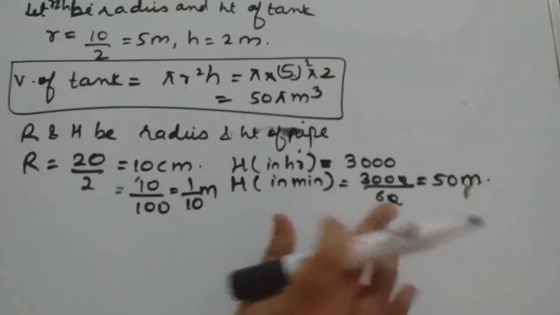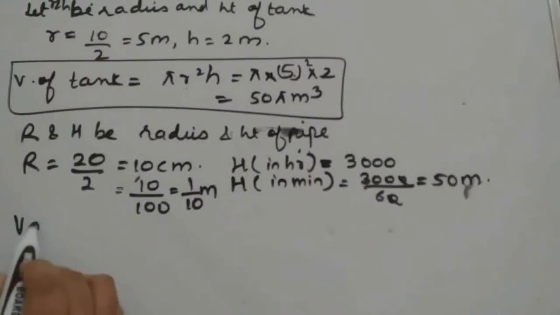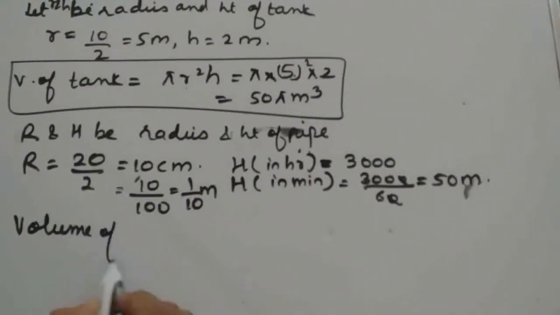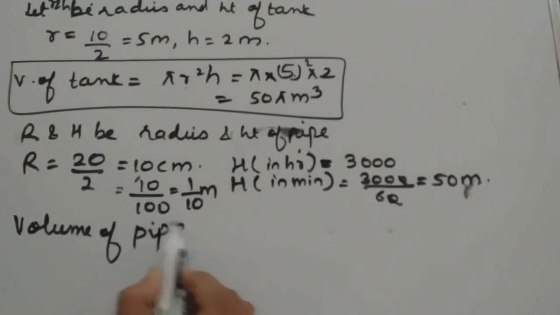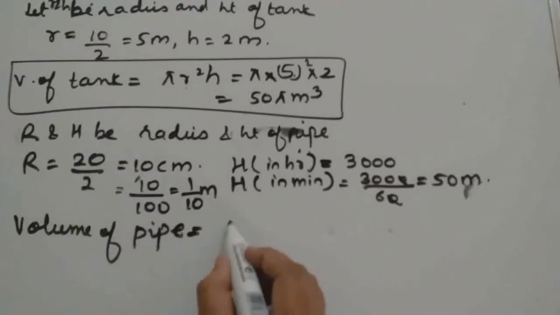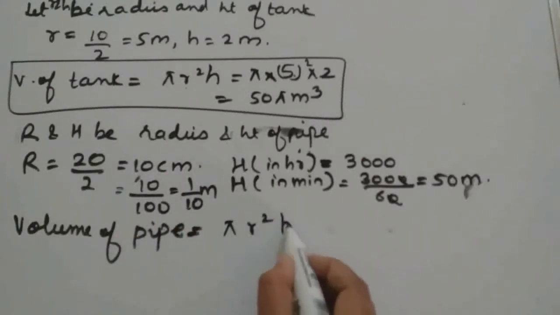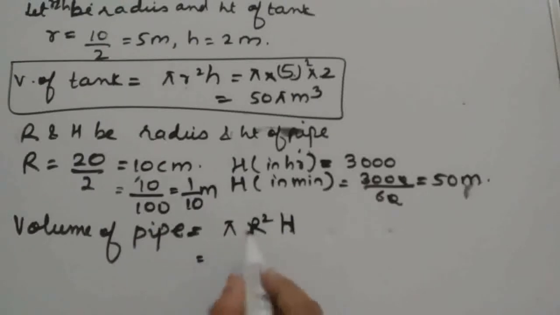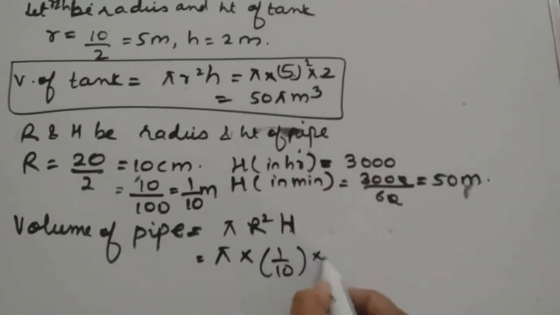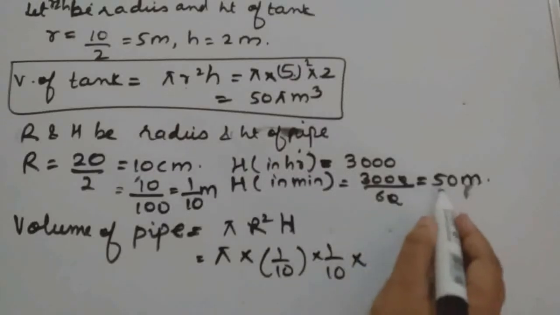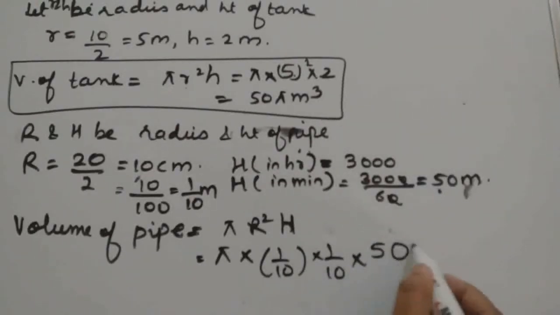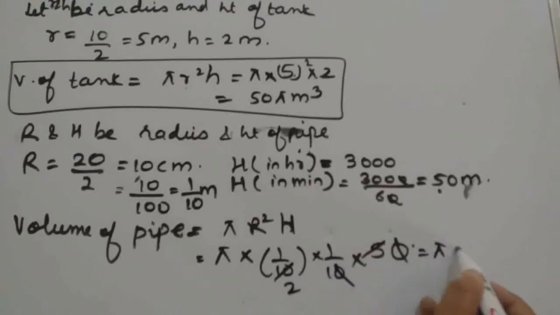We already got the volume of the tank. Now we should find the volume of the pipe. Volume of pipe will be the same, pi r square h. So pi we should not keep. R is 1 by 10, 1 by 10, and h is 50. So this 0 will go. Answer is pi by 2 meter cube.